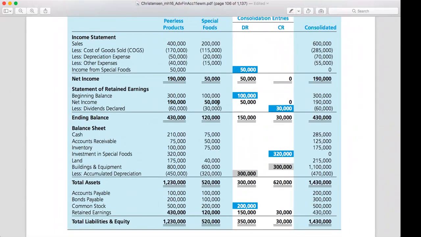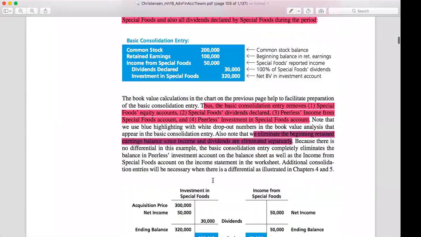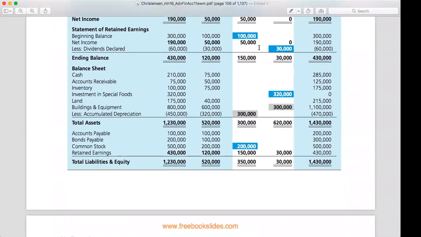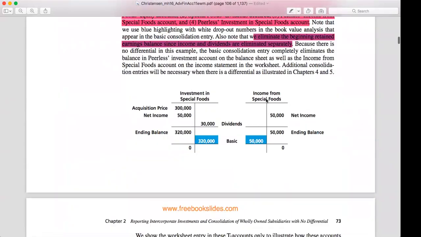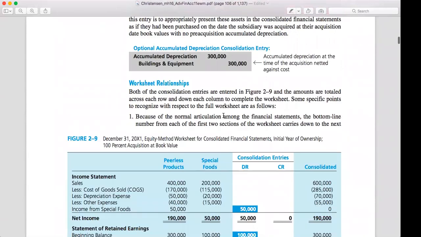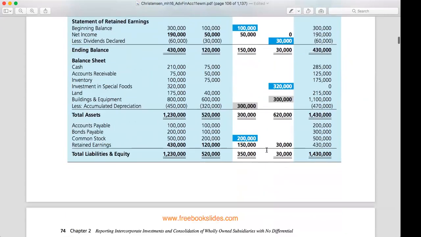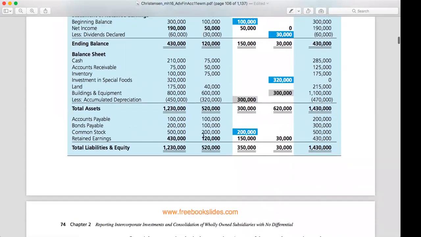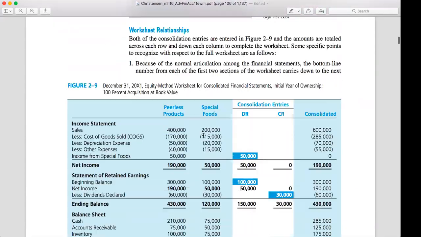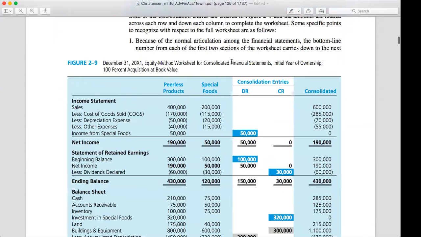After that, there is the dividend declared, this one of 30,000, so it will be less. After that, the investment in Special Food is also eliminated, and this one is found in here. So this is the basic consolidation entry to make, and then you can put it in here, right? Then there is also common stock of 200,000. And this is the optional consolidation entry, the one that we talked about before.